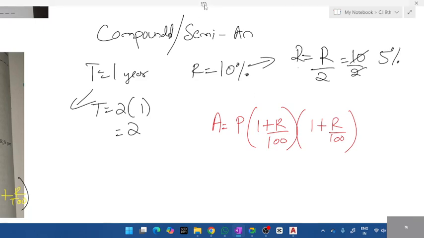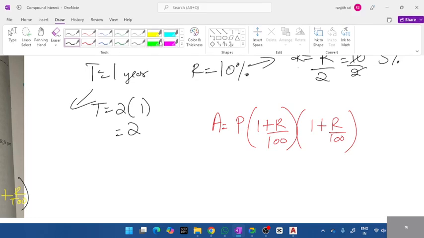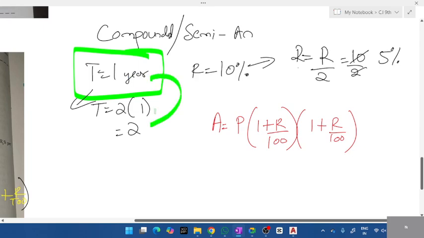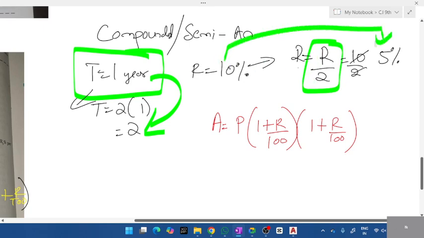10% or 5%? 5%. See, I'm teaching you conversion, students, not the calculation part. 10 by 100 is calculation, not conversion. So semi-annually, what is the actual time period given? 1 year. In 1 year, how many half years do we have? 2 half years. That's the formula we use here. And the rate: for 1 year it is 10%, so for each half year it should be R by 2. Simple. So it should be 5%.